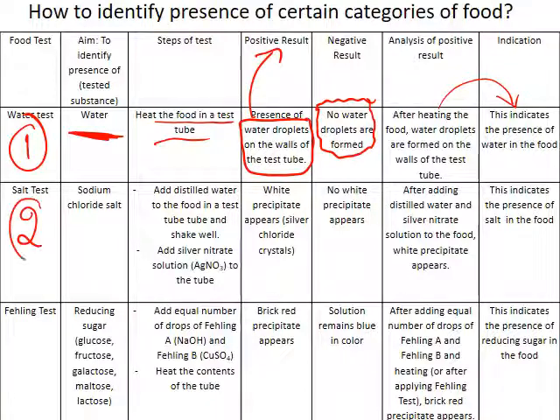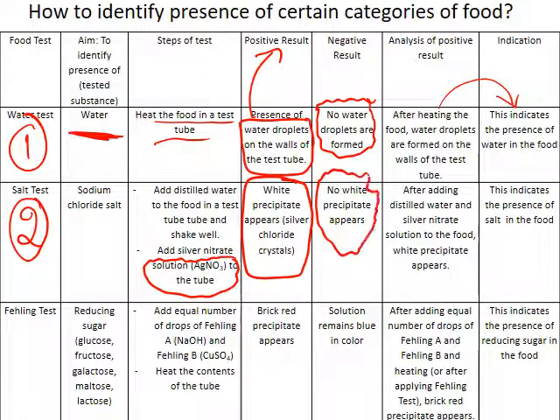Test number 2 is the salt test. Salt test, it aims to identify the presence of sodium chloride. We have to add distilled water to the food in a test tube and shake it well. Add silver nitrate, AgNO3, to the test tube. A white precipitate is going to appear, which is called silver chloride crystals. Negative result, no white precipitate will appear.